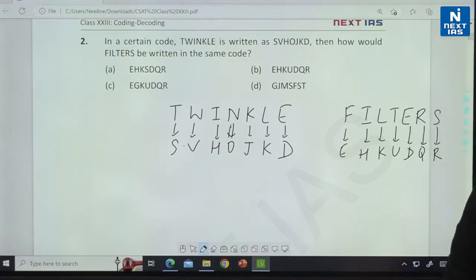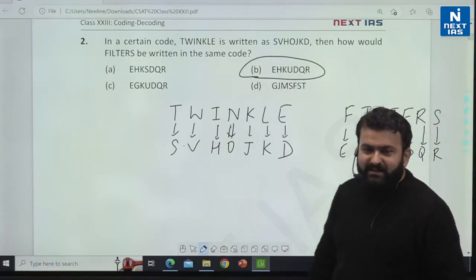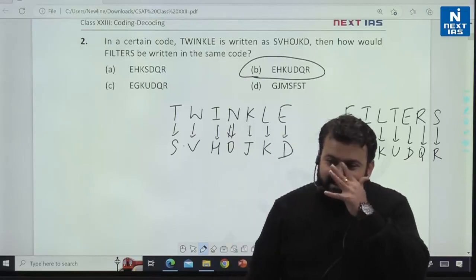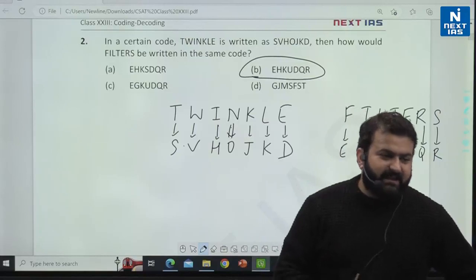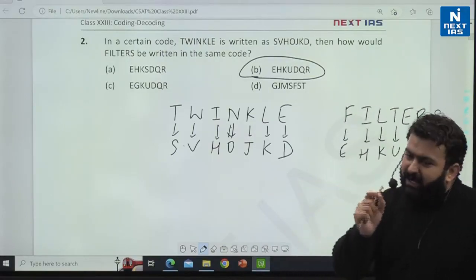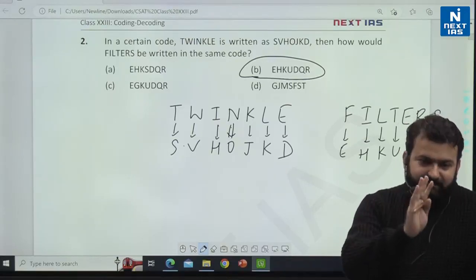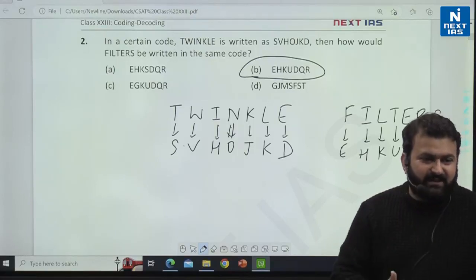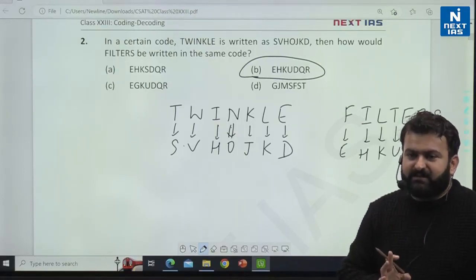So the answer becomes option B. Is this clear or not? I am asking you all again and again, you have noticed this thing: the questions which seem easy are the ones in which you all are committing errors.